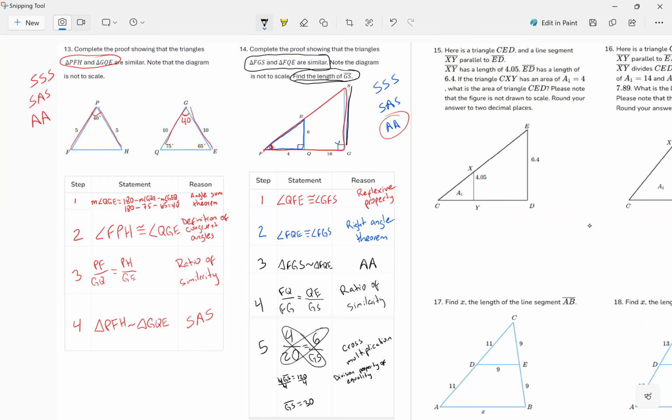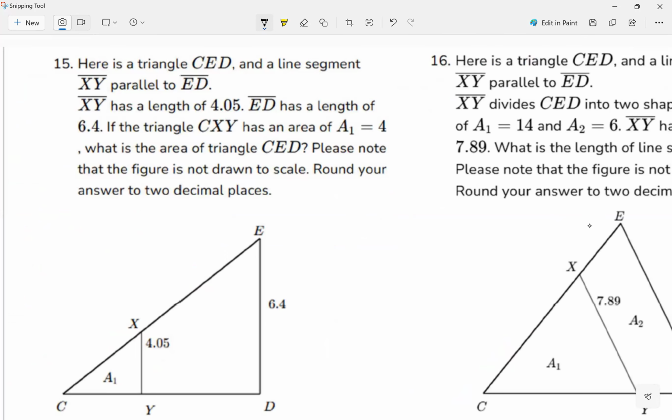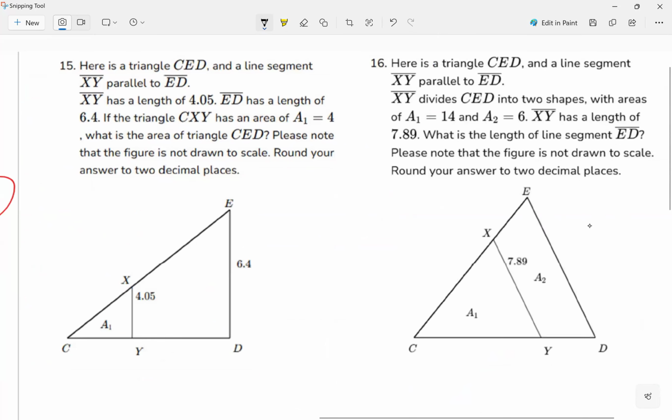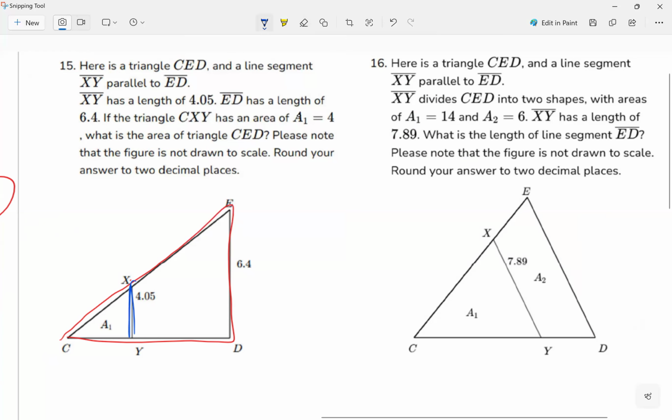All right, for today's assignment, let me take a look at question numbers 15 and 16. We're going to be taking a look at this. Now we're going to be working with similar properties. So here is a triangle CED. So we're looking at the big triangle CED. Let me do red for that one. The line segment XY is parallel to ED. Okay, interesting. XY and ED are parallel.